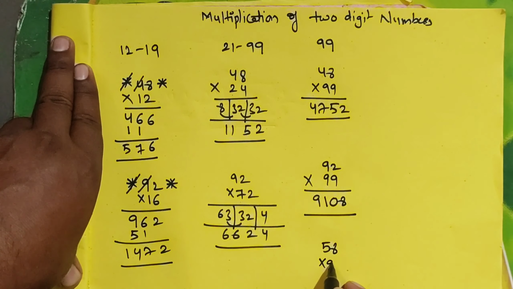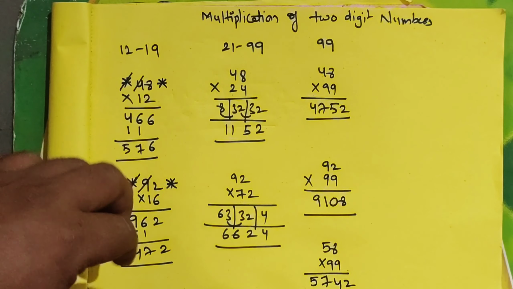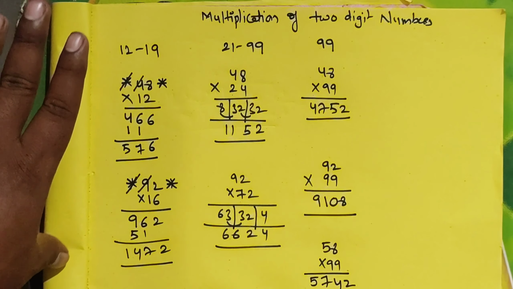In the same way, take one more example, 58 into 99. Same way, take the one number less, that becomes 57, and then 4, 2. This is the answer. You can find the answer in seconds. So if you want this method, you can check it in the ID cards.